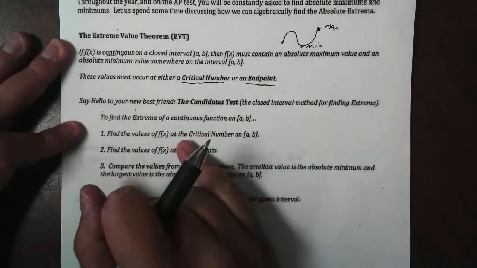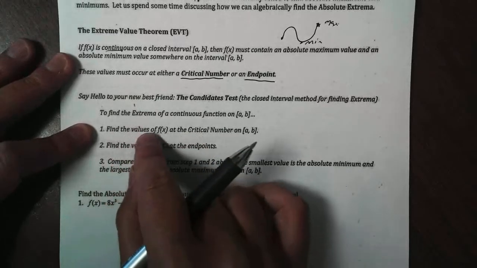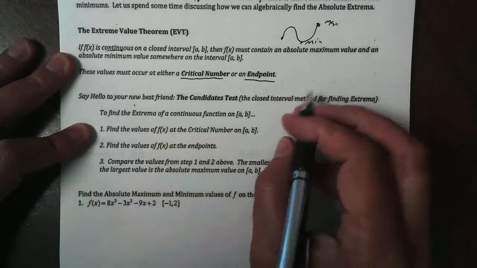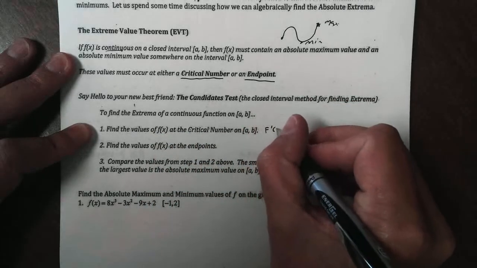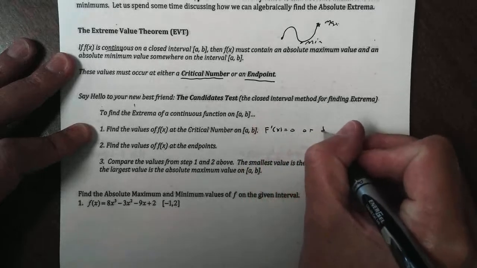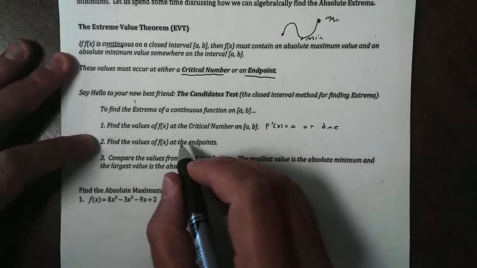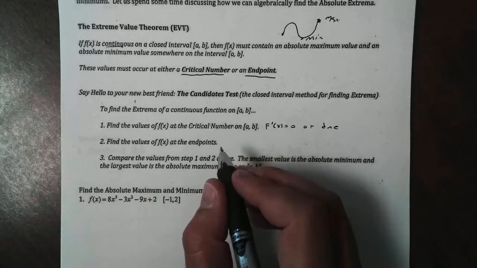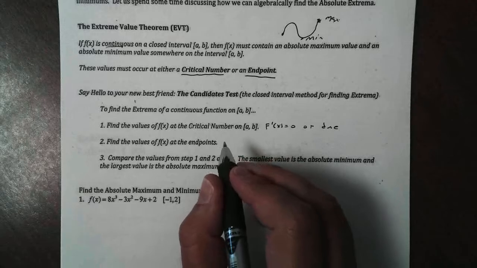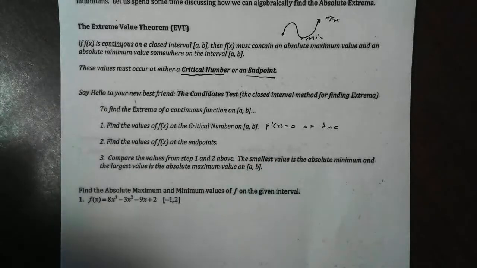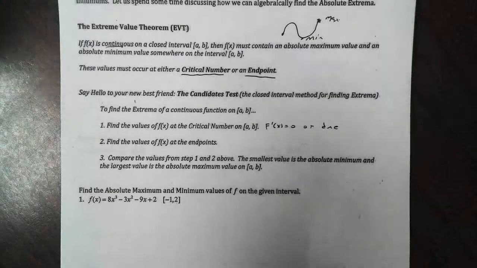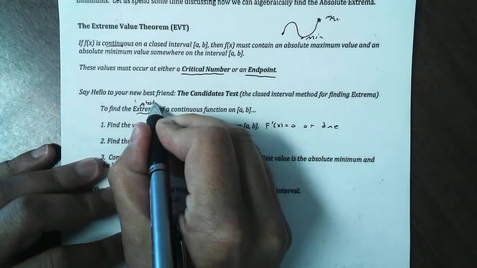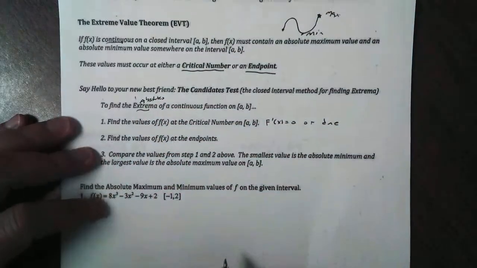So to find the extrema, this is what we're going to do. We are going to find the values of the function at the critical numbers. Remember the critical numbers? These are where the derivative is 0 or does not exist. And then we're going to take a look at the values of the endpoints. And they're going to give us the endpoints for every single one of these. So that's not going to be terribly too tough for us. They're going to give us the endpoints. And then we're just going to compare. Remember, we're looking for the absolutes, the biggest and the smallest values.